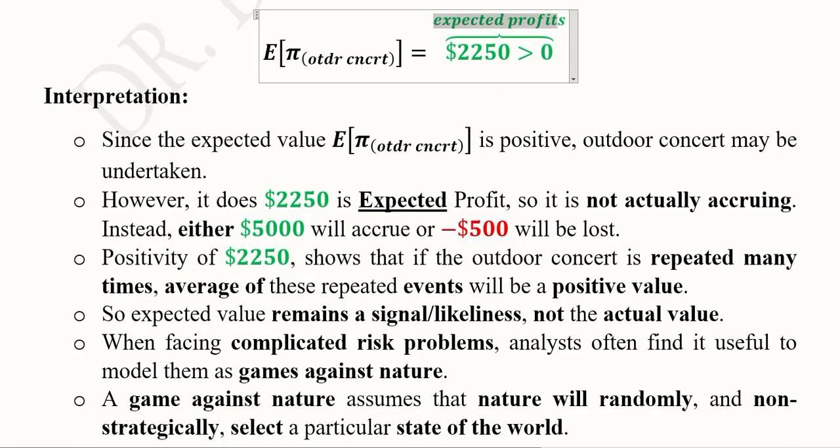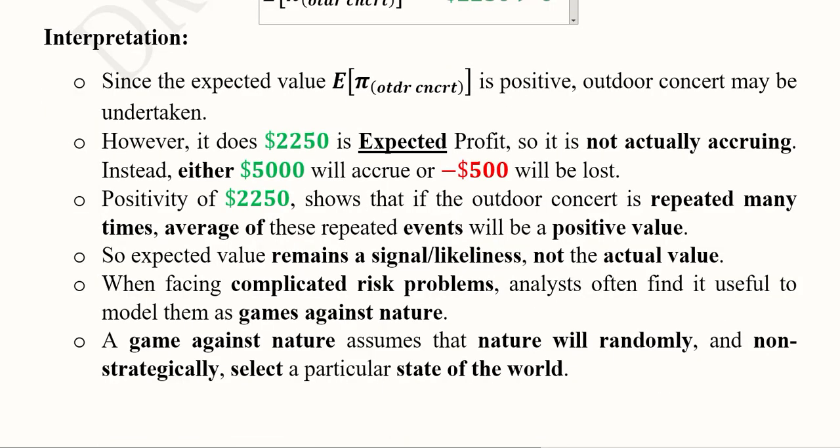Now the interpretation is an interesting thing. Here we see that this is a positive value, so it gives a good signal to us because it is positive. But we say with caution that it may be undertaken because this is not a value of certainty. This is the expected value. Instead of this 5,000 or minus $500, that is this profit or this loss, this value is being calculated. But in real life, either we will have this benefit or this loss. So how is this value useful?